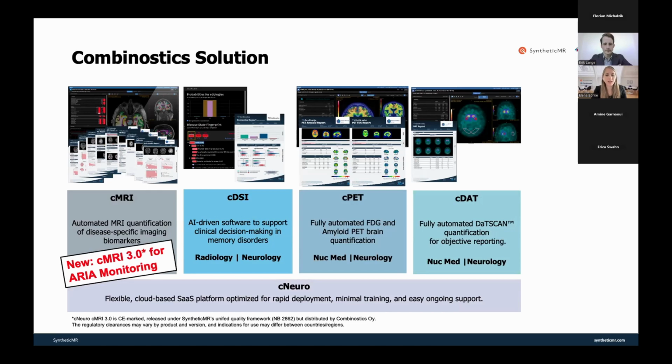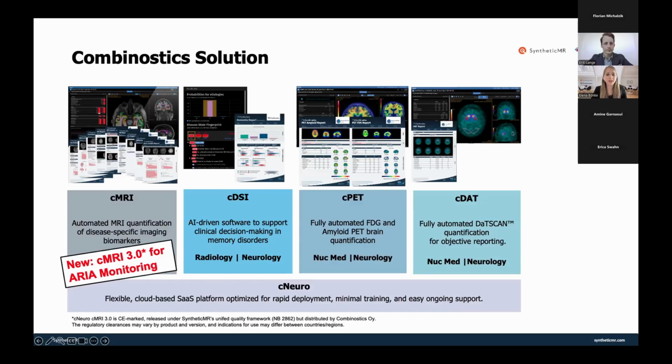cortical infarcts. And if you use it for longitudinal monitoring, it's also possible to detect so-called ARIA, amyloid-related imaging abnormalities from the new disease-modifying therapies that are now also approved in Europe. So this is brand new, and I'm happy to show you an example later. But let's first have a quick look also at the other products.